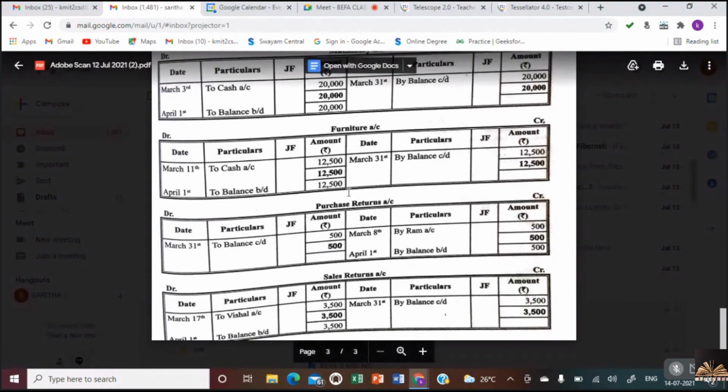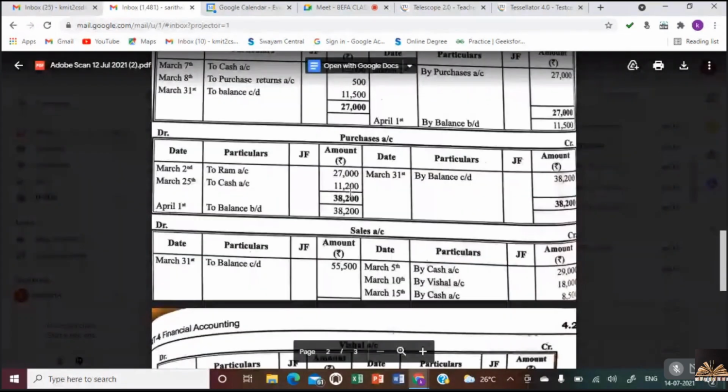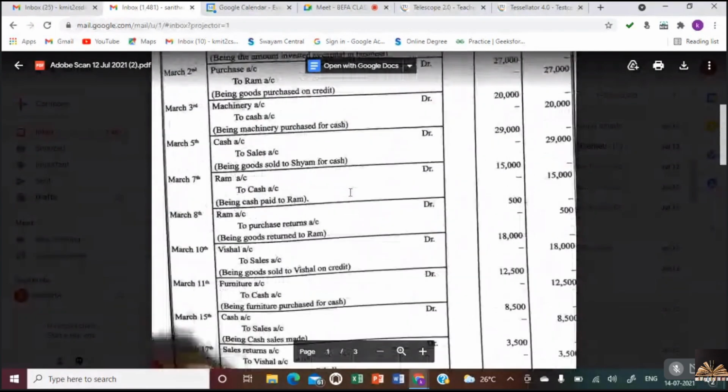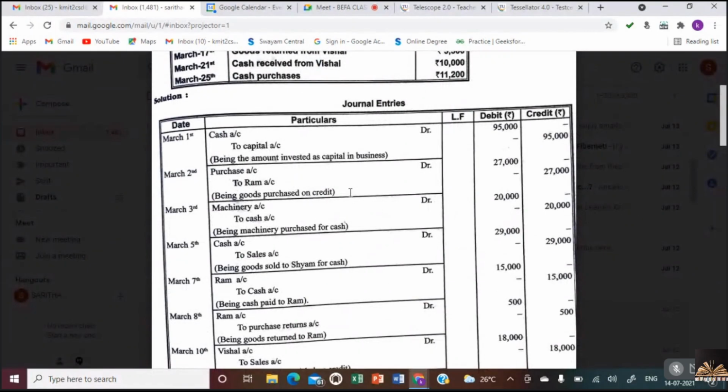Sales return, purchase return. So like this, 9 accounts we have prepared from this problem. So this is the procedure for journalizing the transactions and posting in the ledger.